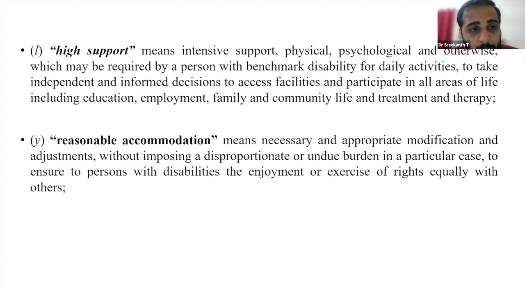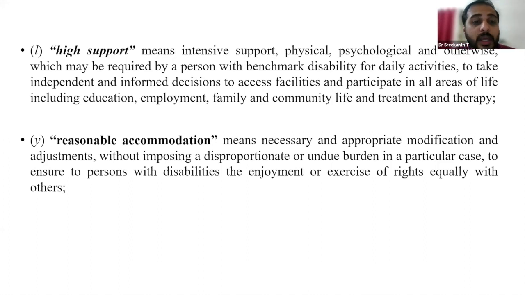And one of the other important things is high support, which in a simple way says that in case a person with disabilities requires intensive support in terms of physical, psychological, or other ways, the appropriate state or central government has to provide high support needs. So this is what is called high support. For example, in Karnataka, we have something called caregivers allowance as a high support need. Providing access or various disability aids, which could be a walking stick or a hearing aid, is also considered a high support thing.